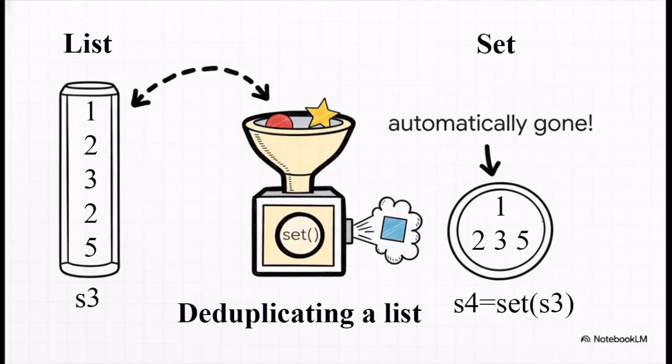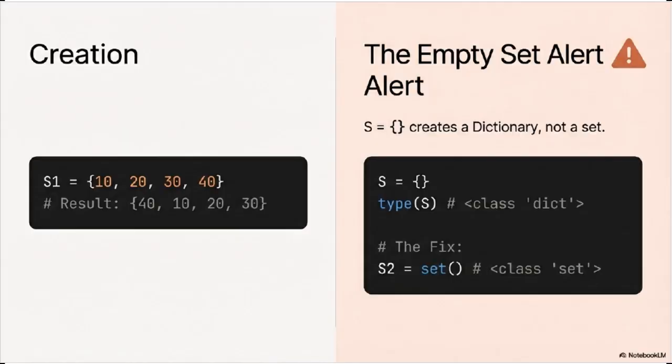It's really that easy. Okay, here is a huge pro tip, a classic gotcha that trips up so many people when they're starting out. If you type empty curly braces, you'd think you're making an empty set, right? Nope. You can see right here, Python actually gives you an empty dictionary. It's a historical thing. So to make a truly empty set, you have to explicitly call the set function with nothing inside. Remember that one.